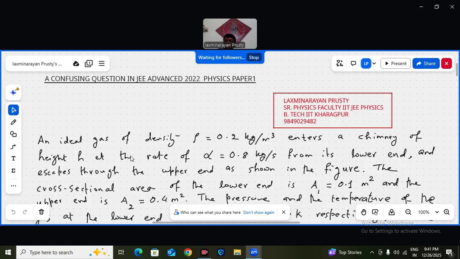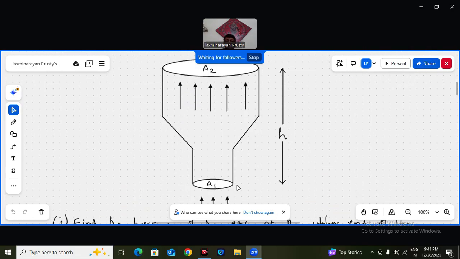Let's look at the question. An ideal gas of density rho equal to 0.2 kg per meter cube enters a chimney of height h at the rate of alpha, which is 0.8 kg per second, from its lower end and escapes through the upper end as shown in the figure. Let us see the figure. It enters through the lower end, this area is A1, and escapes through the upper end, this area is A2, and the height is h.